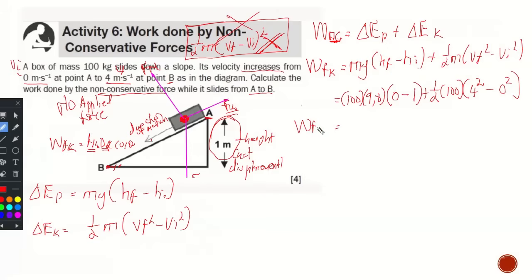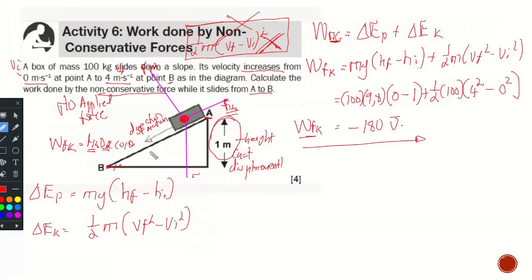Now work done by fk. Now at this point, you just simply need to grab your calculator and just punch everything in. Avoid any mistakes, avoid any unnecessary rounding off. Just punch everything all at once. Then that's half, and then 100 bracket 4 squared minus 0 squared, then close bracket. Then all of this will give us negative 180 joules, right? So that is the work done by the non-conservative force, which is the work done by Fk, right? Okay, so basically, that's how you tackle that question right there.